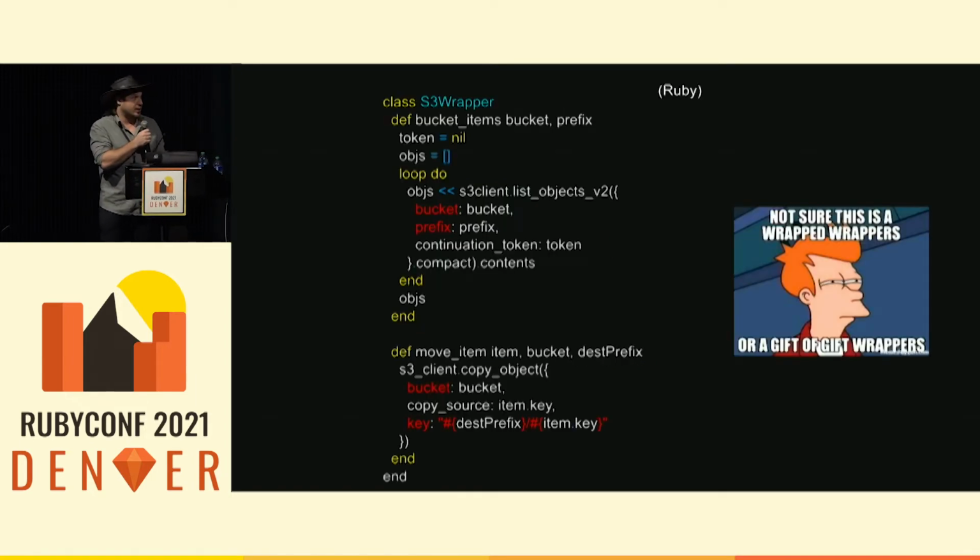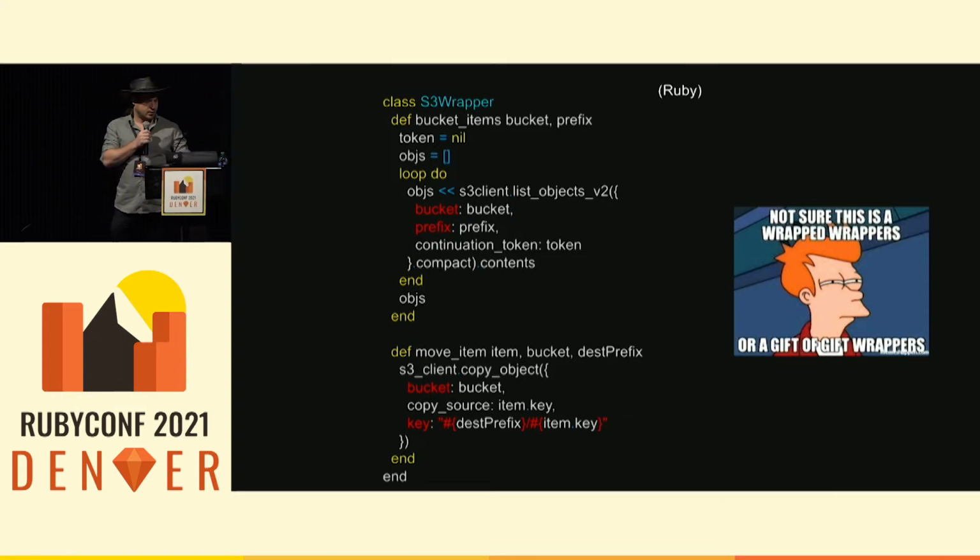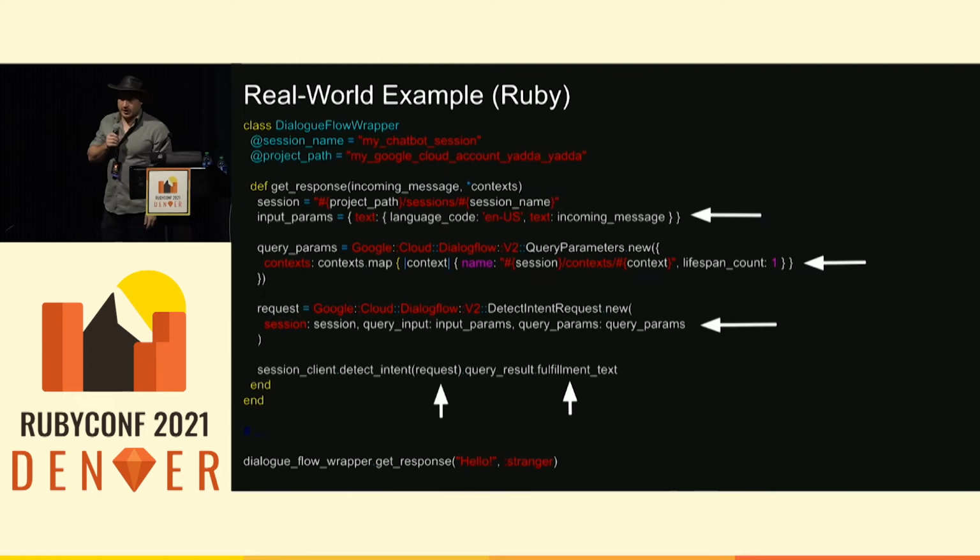So what I've ended up doing is I've started wrapping all of my dependencies, and this is inspired by the interface pattern, even if it's not directly the interface pattern. So here's a snippet of an S3 wrapper. Again, it gives us an iterator for the bucket items, gives us a function for moving. And here's a real-world example from a chatbot hobby project I've got where I'm interacting with Dialogflow.